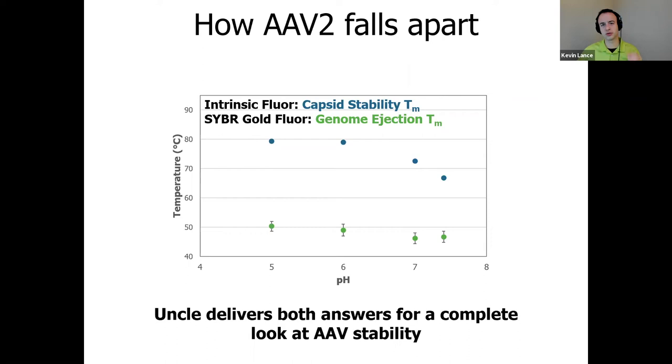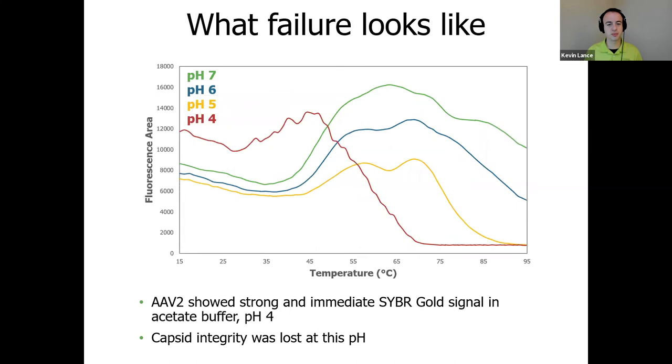Now, what happened with that pH 4 sample? In that case, what we actually start out with is a much higher initial fluorescence coming from SYBR Gold, and that stays consistent. We don't see the characteristic ejection trend that we're used to seeing with this SYBR Gold experiment elsewhere. So what's occurring with this capsid is that AAV2 has actually lost its capsid integrity in this acetate buffer at pH 4, which is something that we're confirming a few different ways.